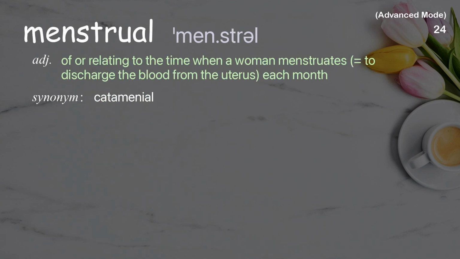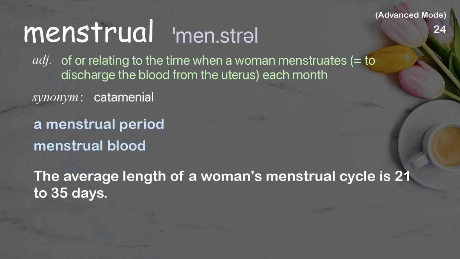Menstrual. Of or relating to the time when a woman menstruates, that is, discharges blood from the uterus each month. Examples: A menstrual period. Menstrual blood. The average length of a woman's menstrual cycle is 21 to 35 days.